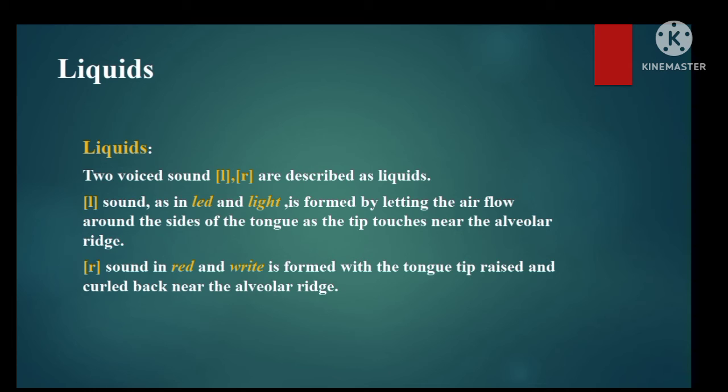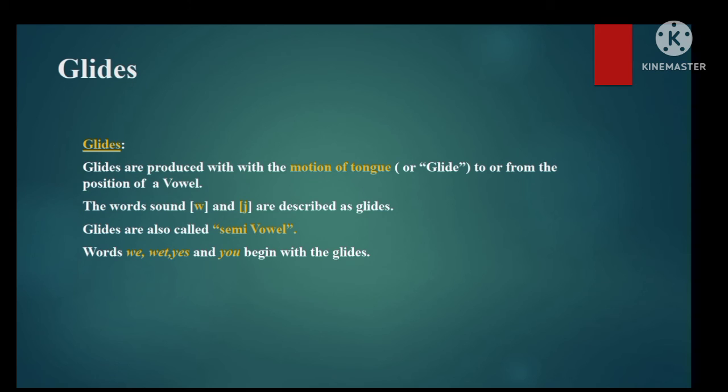Liquids. The two sounds, just like the sound with the letter L and with the letter R, are described as liquid. L sound as in lead and light is formed by letting the air flow around the side of the tongue as the tip touches near the alveolar ridge. R sound as in red and right is formed with the tongue tip raised and curled back near the alveolar ridge. Glides. Glides are produced with the motion of the tongue gliding to or from the position of a vowel.